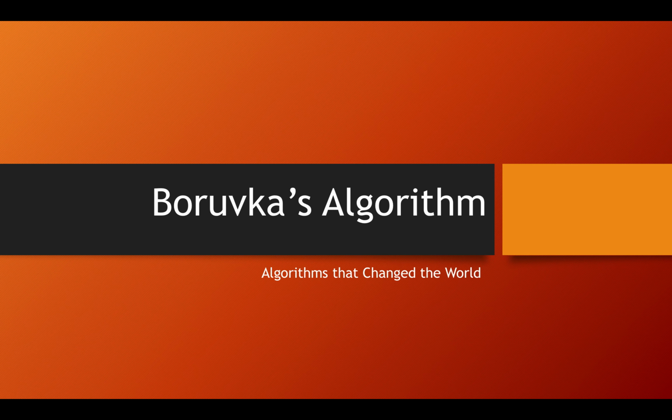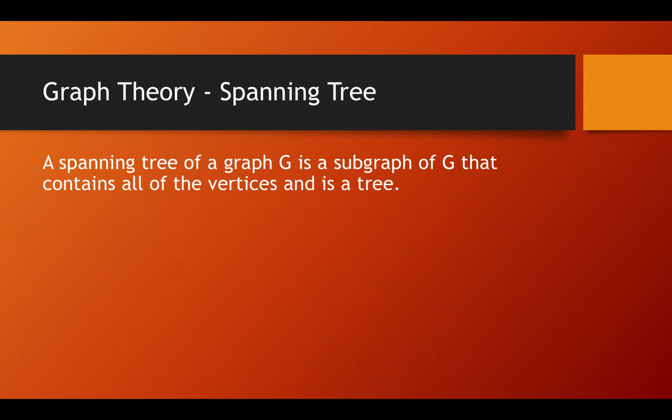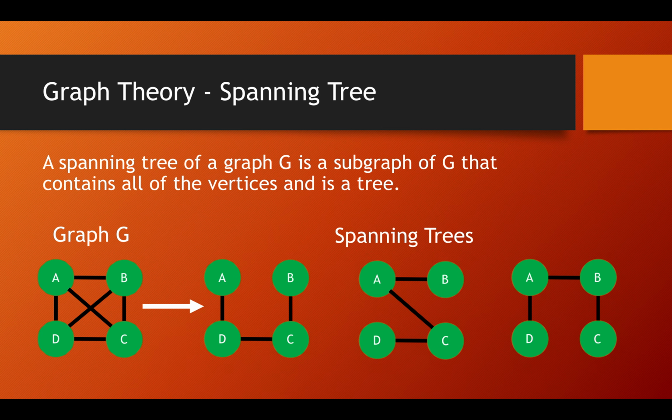Firstly, to understand what a minimum spanning tree is, let's review what a spanning tree is. The spanning tree of a graph G is a subgraph of G which contains all of its vertices, and it is a tree, thus there are no cycles. Below we see the graph G with 4 vertices. The following 3 subgraphs are spanning trees of G which connect all 4 vertices.